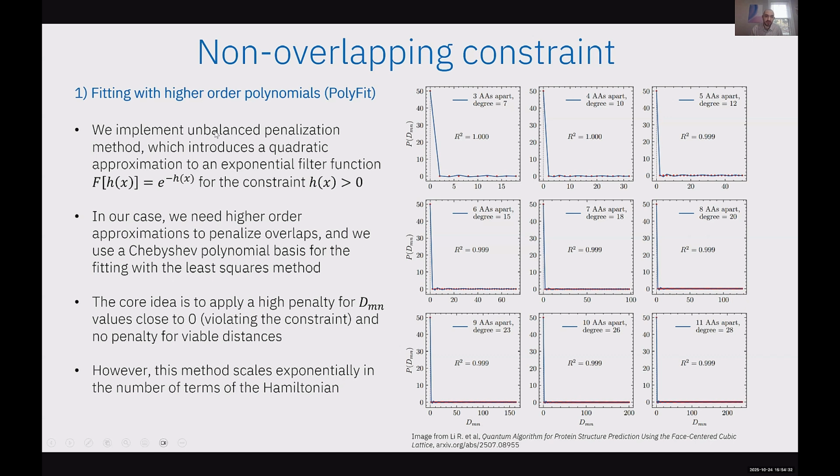One of them people usually refer to as the unbalanced penalization method, but we call this polynomial fit. The idea is very simple actually. So the inequality constraints, these things that we are trying to encode, they look like these exponential decay functions. So they have a really high value. I don't know if you can see these red dots, but around x equal to 0, they have these really large values. Then they immediately decay to 0 and they stabilize around that.